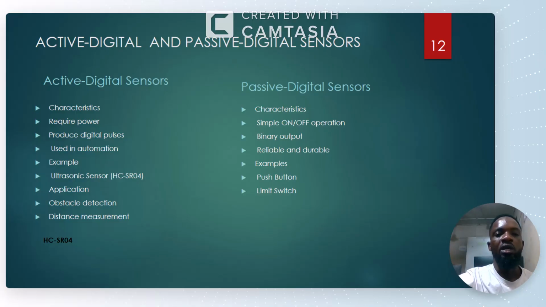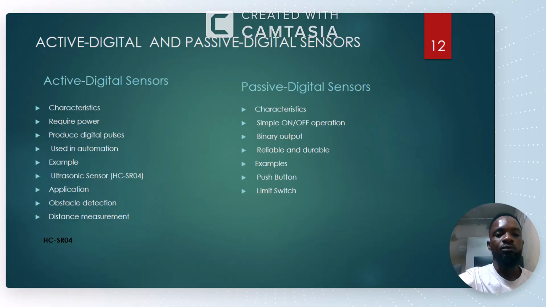So here, these are the characteristics also. So we require power, produce pulses, and then use in what? Automation. Is that okay? And then when we say automation, hope you understand what automation is, right? Very good. So there are instances where we want to build cars, we want to build smart TVs, we want to build smart remotes and all that.